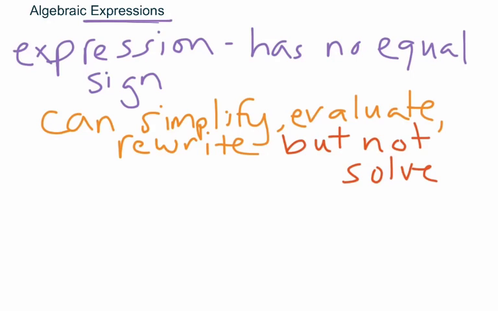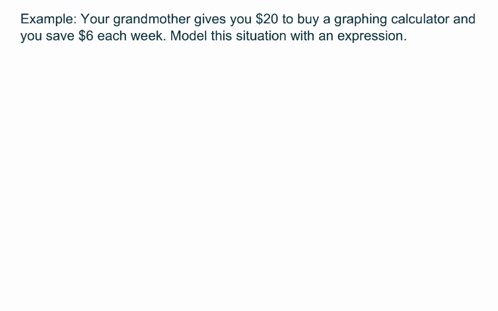So what we're going to look at next is a simple example of writing an expression and how an expression can model a real life situation. Okay, so what we have here is this situation. Your grandmother gives you $20 to buy a graphing calculator. And I'm just going to say, as an aside, $20 is enough for you to buy a graphing calculator.